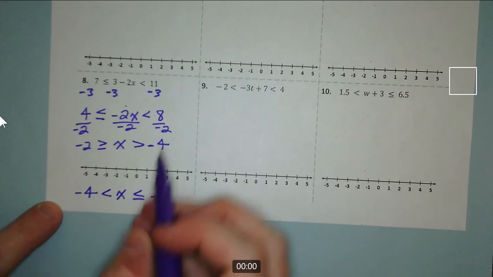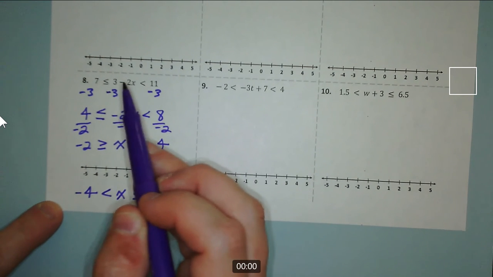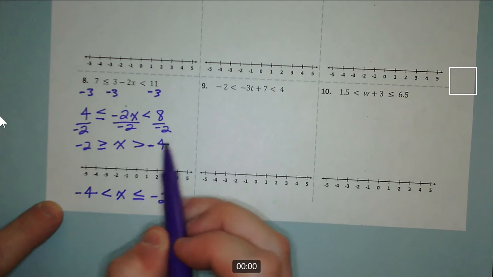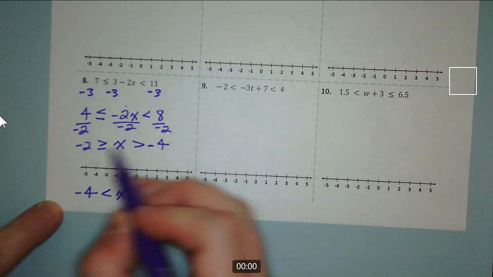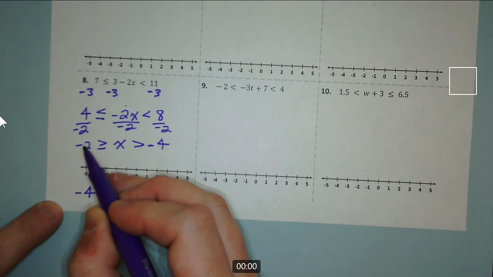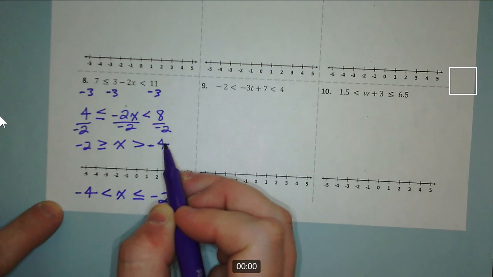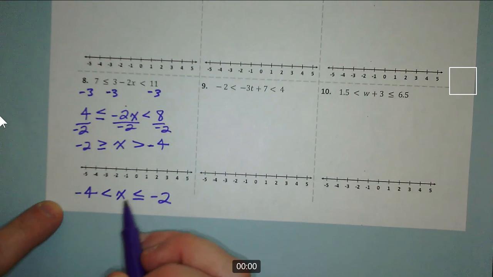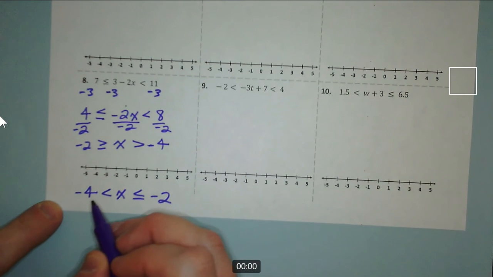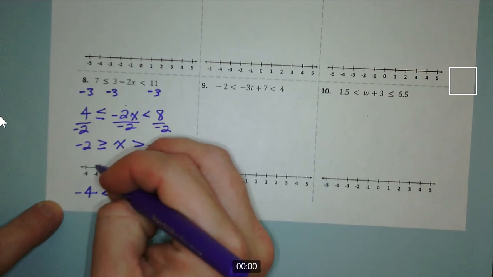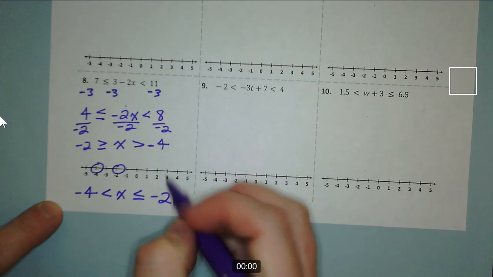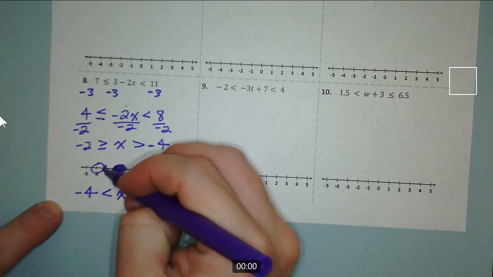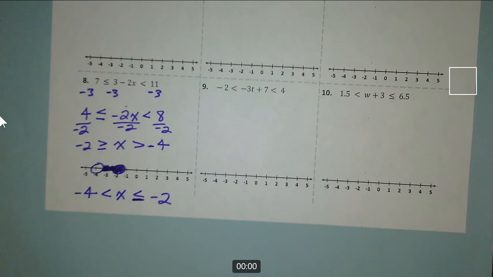This was an and from the get-go. Then you had to reverse the symbols because you were dividing both sides by something negative. But you also had to rewrite this because you want to write the smaller number first. Negative 2 is not the smaller number; negative 4 is smaller. So when you write it the other way, you see this is an and, and we are just going to graph everything between negative 4 and negative 2. With the or equal to, we have to color in negative 2, and then we shade in between.